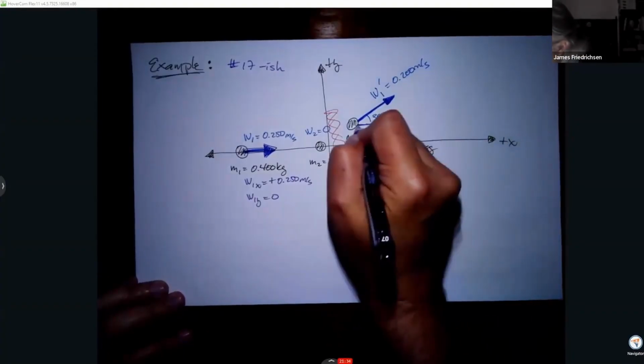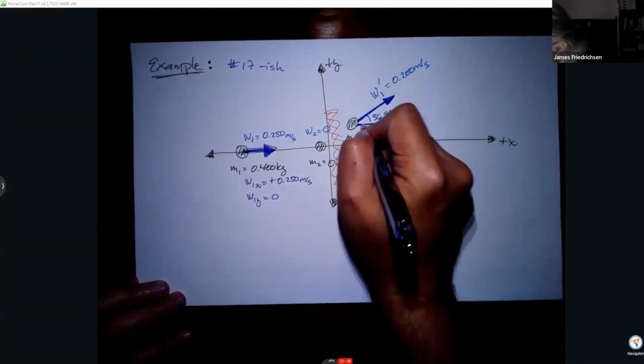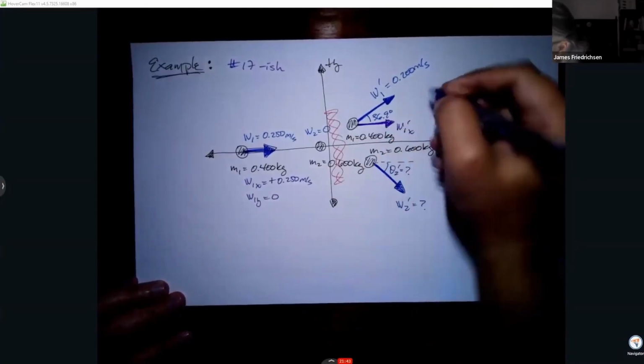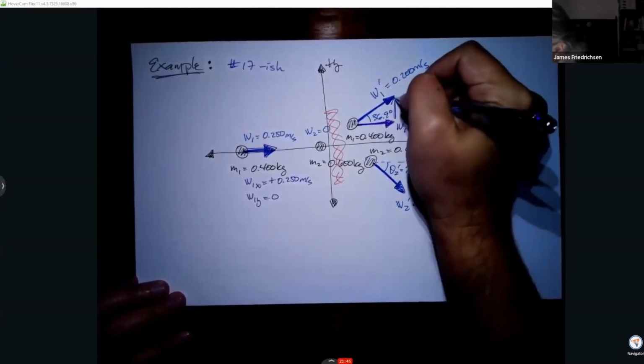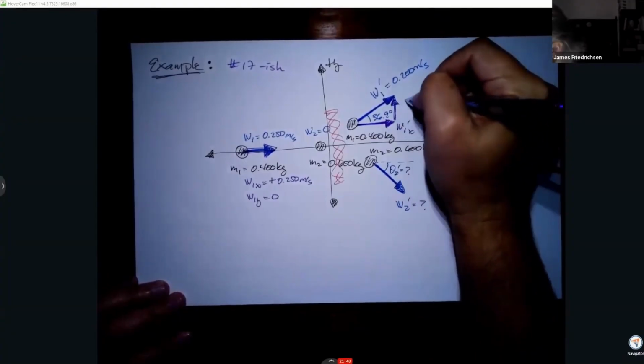Then we will need to go in and calculate the x and y components of this V1 prime. So this will be V1 prime, the x component, and then this one up here will be V1 prime, the y component.